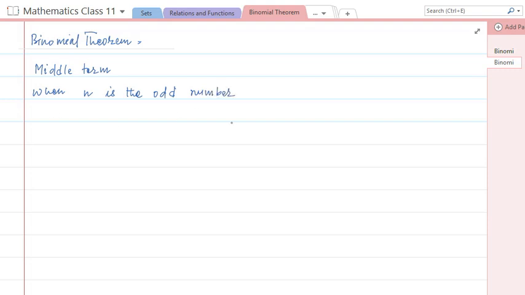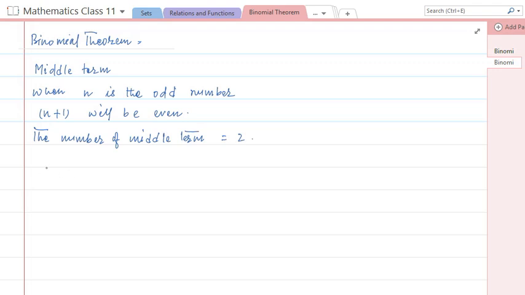So here total number of terms will be n plus 1, and n plus 1 will be even. In the case of even, the number of middle terms will be 2. So we find out what will be the middle terms.